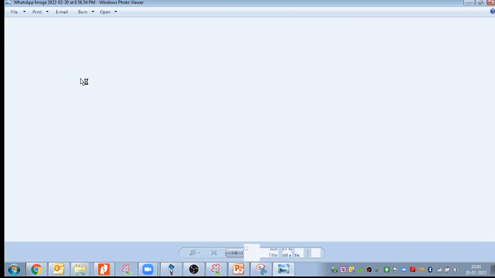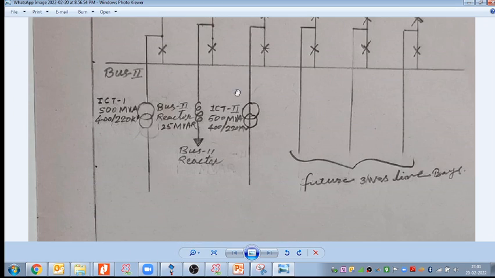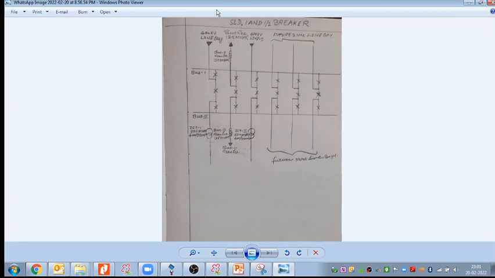Others, please follow the same discussion which I could not discuss in the class. Okay, this is submitted by whom? Rahmatullah, sir. Okay, so 400 kV line bay. I said bus one, bus two. You have taken the 1.5 breaker scheme. Bus one reactor, that is fine.